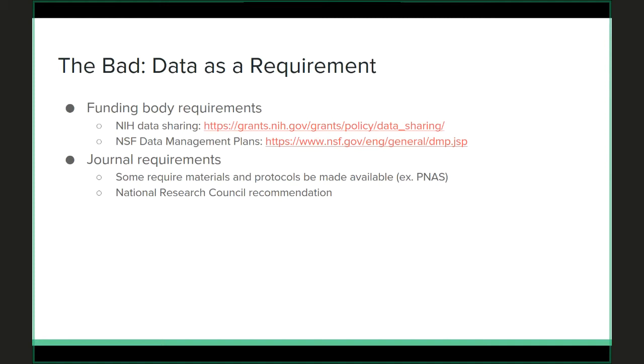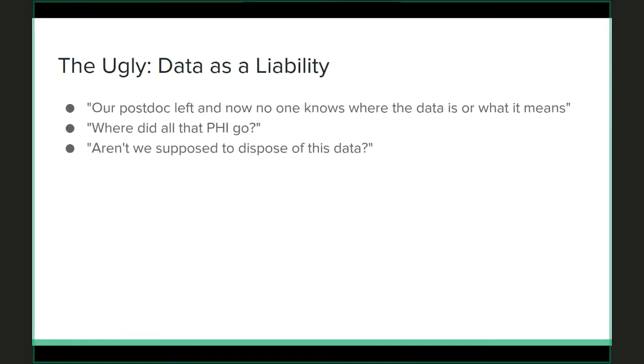All right, next, the ugly. So this is the stuff that we want to avoid through data management. And these have all happened. I'm sure you could think of some other people, definitely not you, this has happened to. Our postdoc left, and now no one knows where the data is or what it means. Where did all that protected health information go? Aren't we supposed to dispose of this data? So having a data management plan and not just letting one person kind of wing it, which I'm sure we've all been that person. But having a plan means that your research is not linked to one person. Everybody understands what's going on. And in the future, if you have to return back to your research and your old data, you know exactly how to find it, where it is, what to do with it.